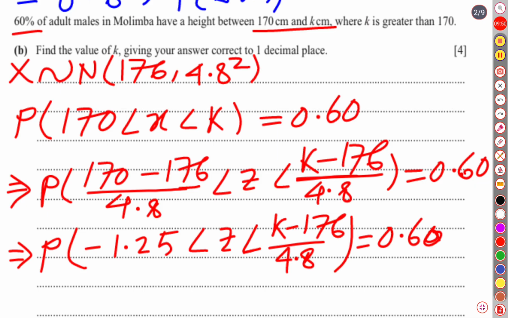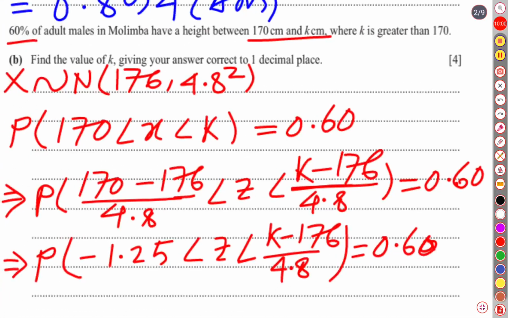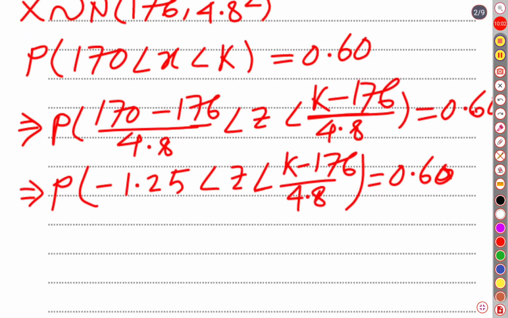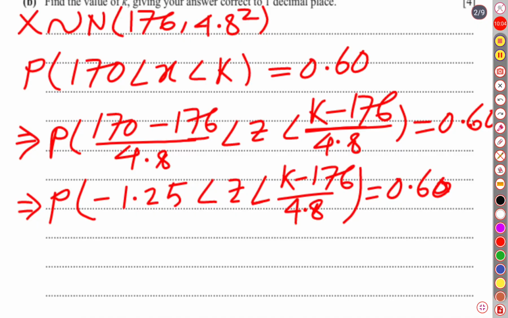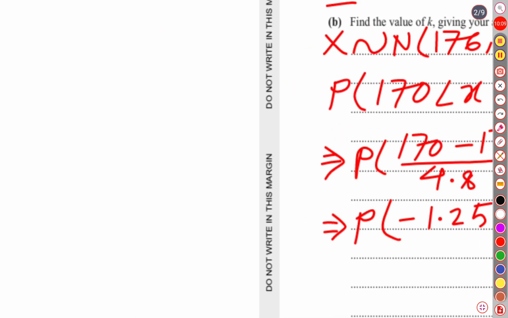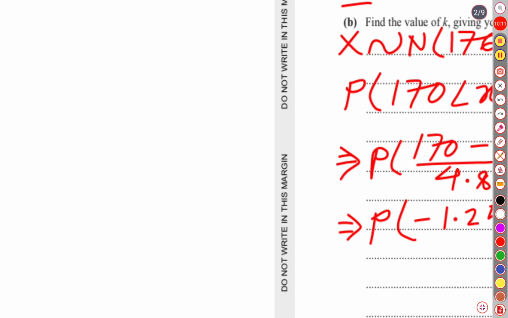Look at this. They have told us that our probability is 0.6. This is the clue of this question. Look at this. Our probability is 0.6. That means it's more than half. So what does it actually indicate?